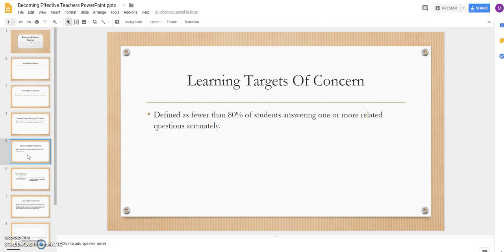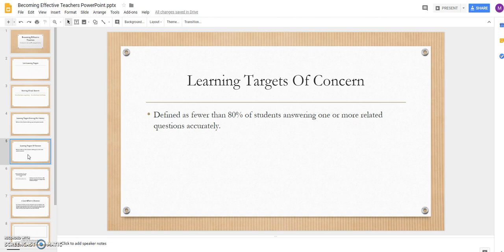Let's suppose you have a learning target that has 4 questions, and one of the questions still half of the students missed. We're still going to call that a learning target of concern because there's obviously a piece of confusion. And go ahead and in your bullet, give us a little sense of what was the question that they struggled with and why do you think that question was harder for them than the other 3 related to it.